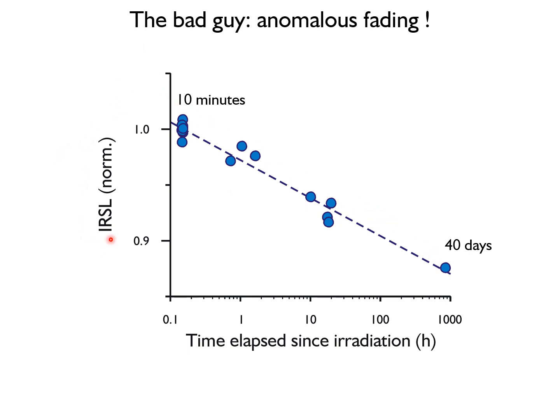Unfortunately, with feldspar, the signal will decrease with time. So what we see here is the luminescence signal measured against the time that has elapsed since we gave that radiation dose in the lab. And so the signal will decrease with time in a predictable manner. Do pay attention that this is a log scale on the x-axis and linear on the y-axis.